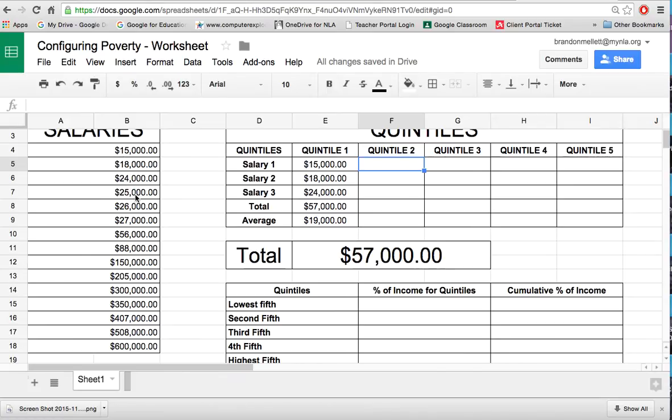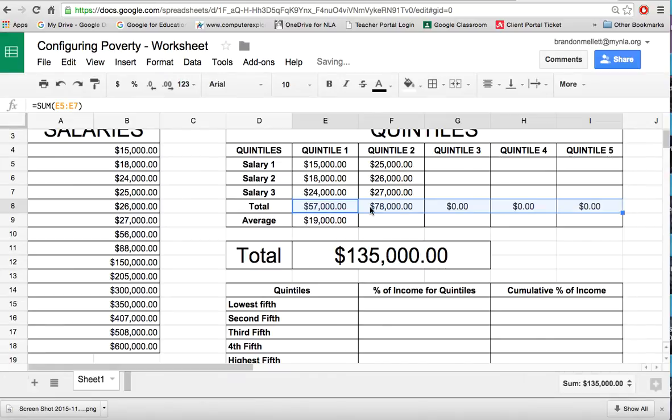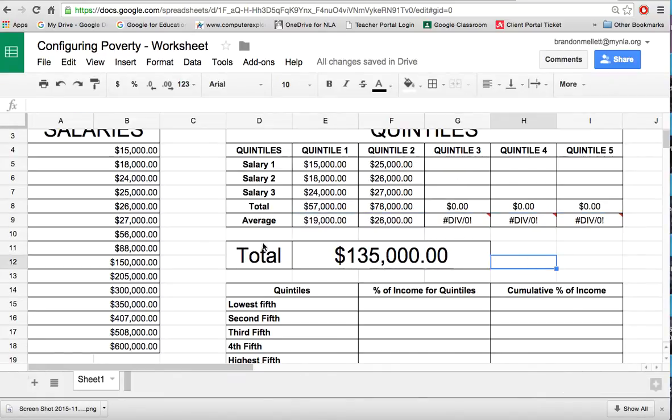So now the next one would be 25, 26, 27,000. Okay, and then we'd have to find the total and the average again. Now a little shortcut here. Instead of trying to enter all the formulas, just click on this cell here, drag it over, and now it's done it for us. Same thing with the average. It'll take care of it for us. So you need to go through and do all of those. I've included this formula in here for you. All this is doing is adding up all the total of the salaries that are in here.